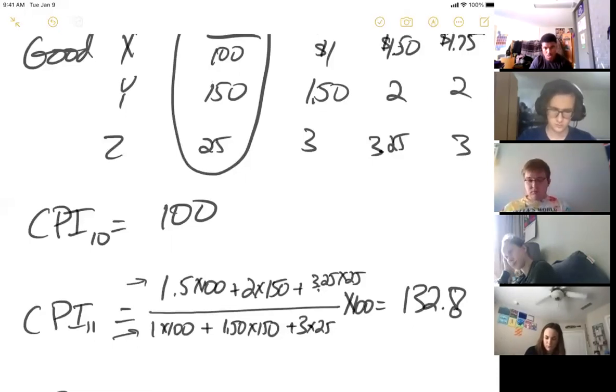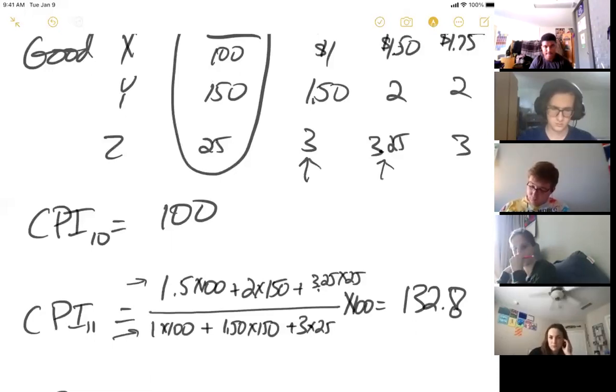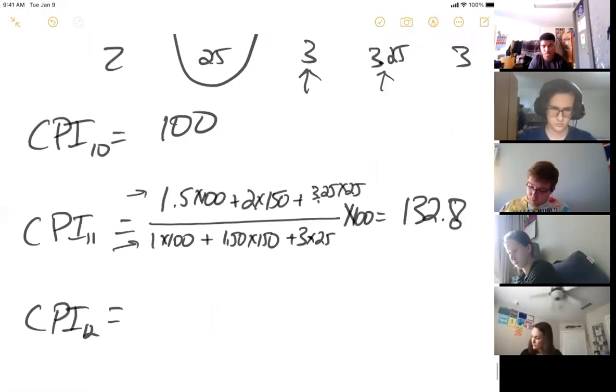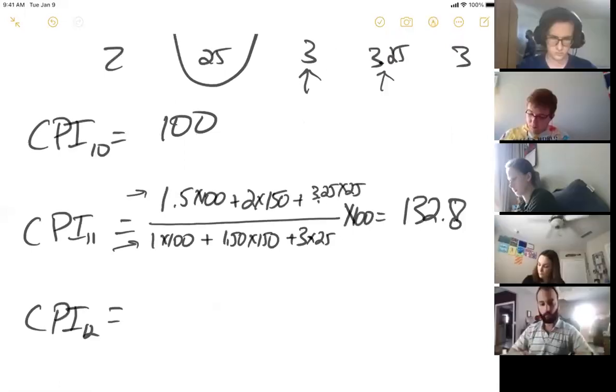Setting aside our problems with using our calculators, do we understand where these numbers are coming from? The numerator is the price in the current year times the quantity, and then the denominator is the price in the base year times the quantity, right? You should get 132.8. I'm pretty sure of that number. If you don't use the correct parentheses, then you're going to get the other answer that everybody else is getting.